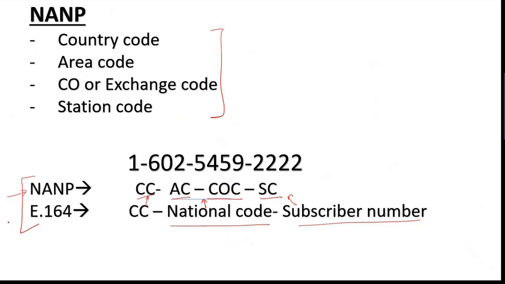NANP is the authority. E.164 is the standard followed by this authority. This is an example of one of the numbers, 1 602 5459 2222. One here is the country code, 602 is the area code, 5459 is the central office or exchange code, and 2222 is the station code.